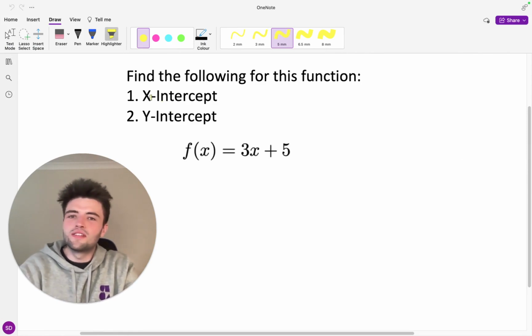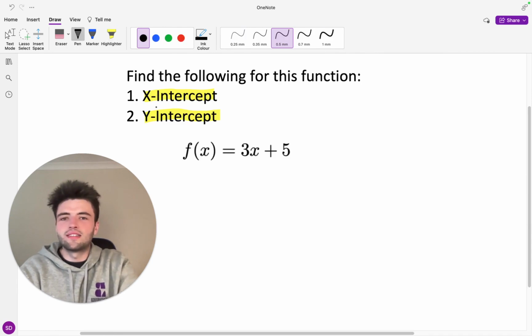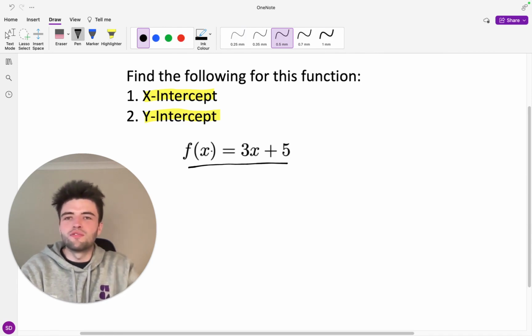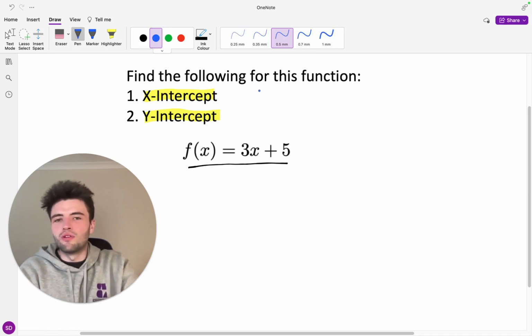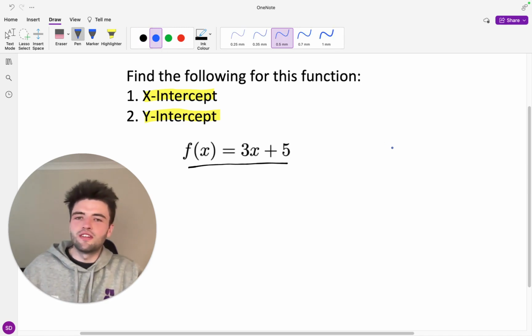So our goal in this question is going to be to find the x-intercept and the y-intercept for the following function, which is that f of x is equal to 3x plus 5. And so what I first of all like to do is always graph the function to get an idea of how it looks.